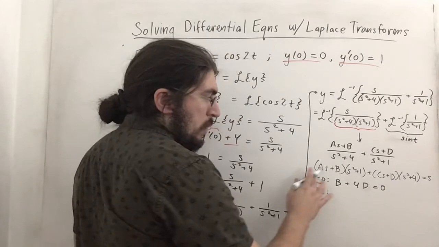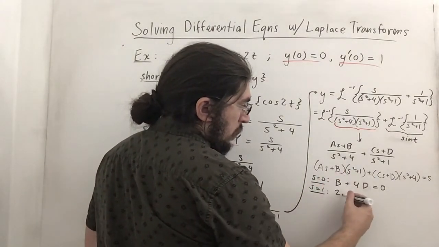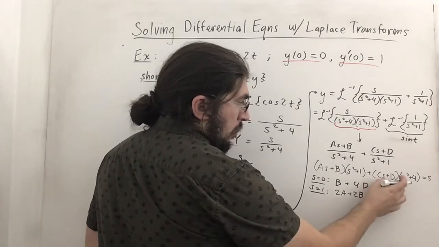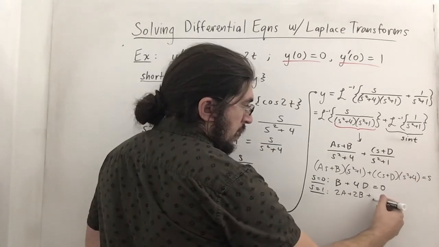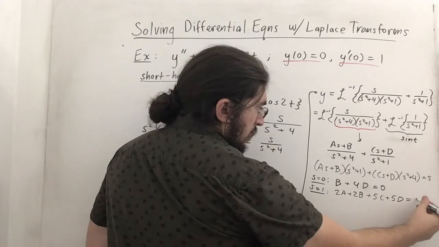Well, when s is 1, we get a plus b, that's going to be 2. So it's 2a plus 2b. That's also going to be pretty similar, but it's going to be 5 here. So it's going to be 5c plus 5d equals 1.